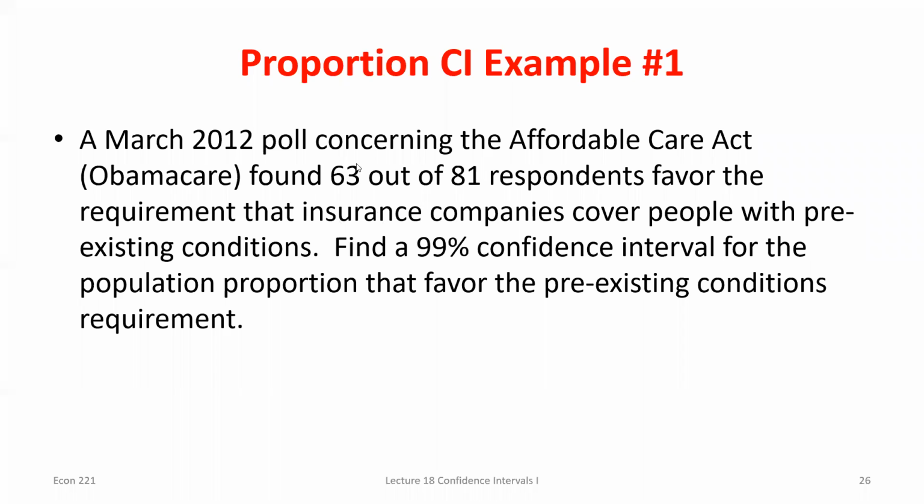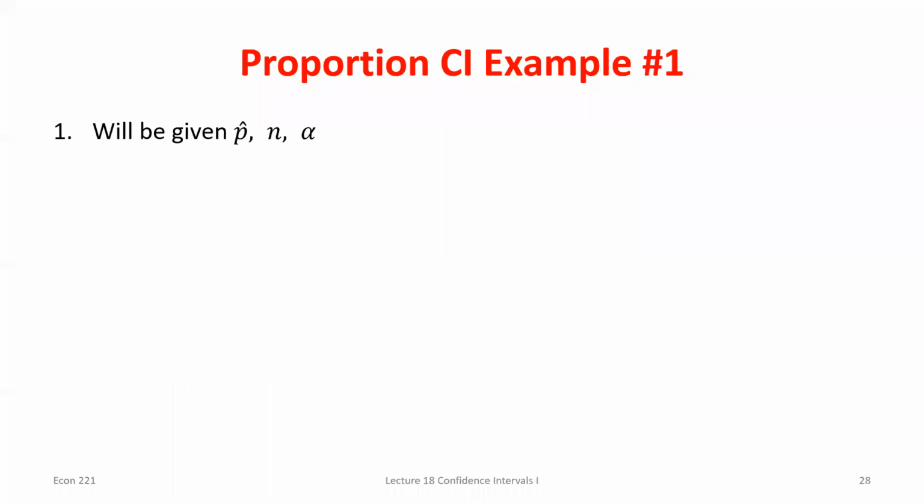The first thing we have to do is figure out what our sample proportion is here. We're not directly given a proportion, but if I have 63 out of 81, my sample proportion would just be 63 divided by 81, right? So my sample proportion is 7/9, or that 63/81, simplified. Our sample size was 81. That's pretty easy. We asked 81 people.